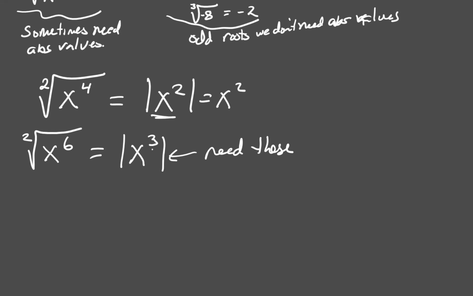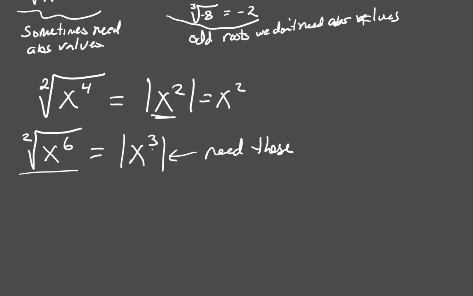Since this is a cube, it could still end up being negative. If x was negative in the first place, it could still be negative. But the square root, the output of a square root function, is always bigger than 0, so I need the absolute values there.